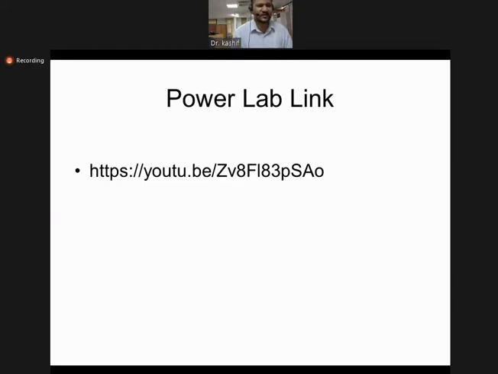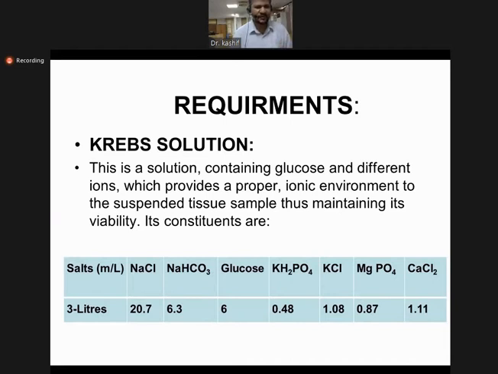In this video you can easily observe what a PowerLab is, how it works, and what its different parts are. You can copy this link and see the video, or you can also just Google this word and see different videos of the PowerLab, so that it will be easier for you to understand. The PowerLab is a machine which is used to observe the phenomena.